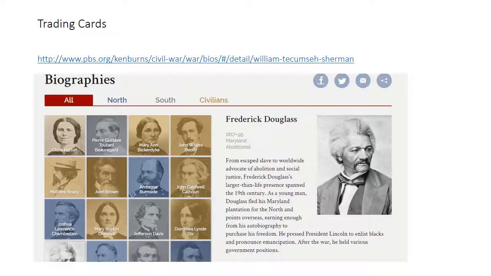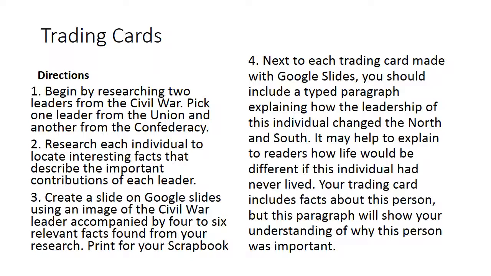In the first week of this unit, you will be making trading cards of historical figures in the Civil War. You'll begin by researching 2 leaders from the Civil War, and I will provide you with research links that will help you. You'll pick one leader from the Union and another from the Confederacy, and research each individual to locate interesting facts that describe the important contributions of each leader.